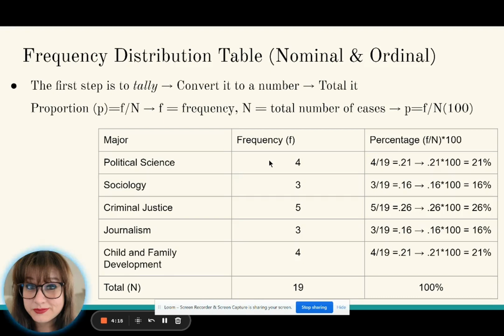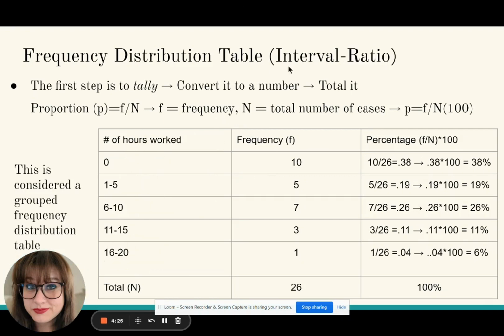Okay. So this is for nominal and ordinal, because you have your major, your variables that are nominal or ordinal measurements with your categorical categories. You can do it for interval ratio as well. So this particular one is a grouped frequency distribution table as one example. It doesn't have to be. You could have numbers of children, right? So it could be 0, 1, 2, 3, 4, etc. Same process though, where you put the numbers into the frequency here. And then you do the same calculations. So this is the total number of folks that responded. So in this case, maybe it was 26.